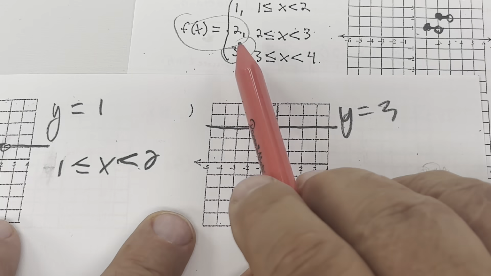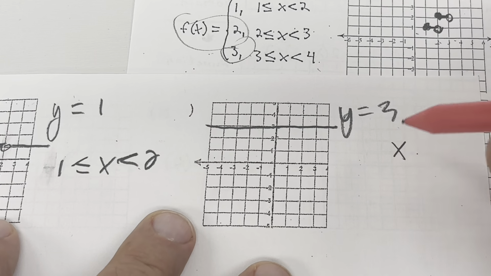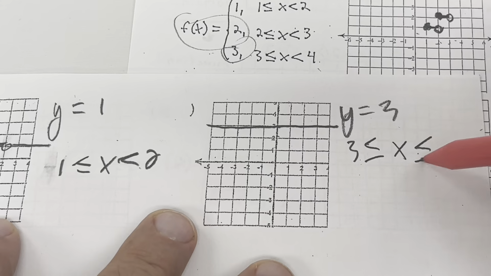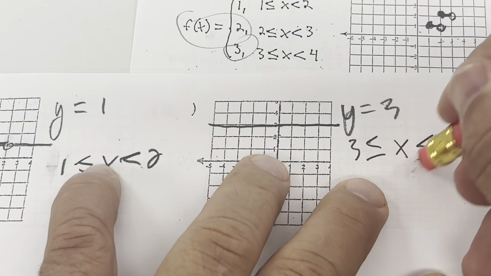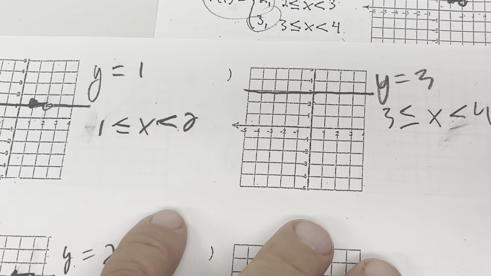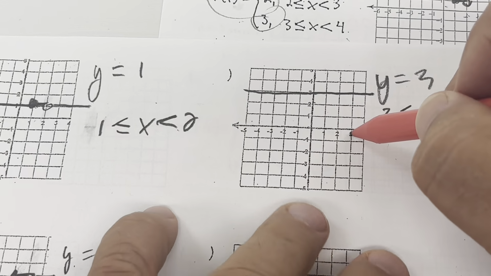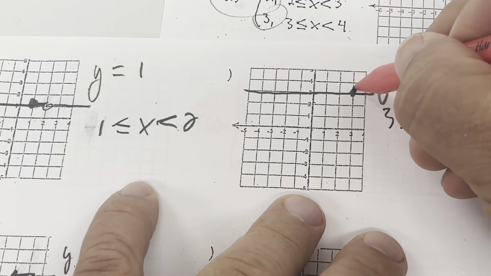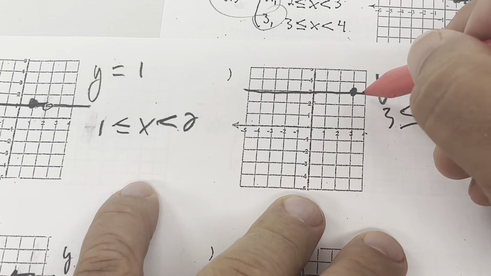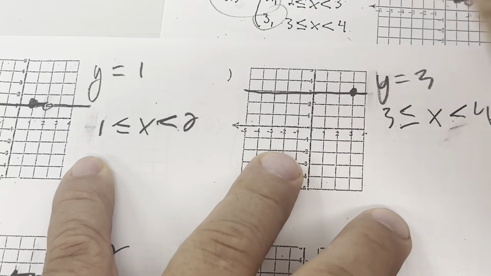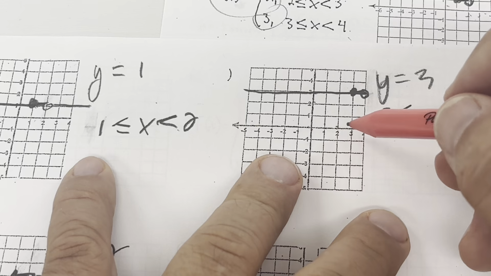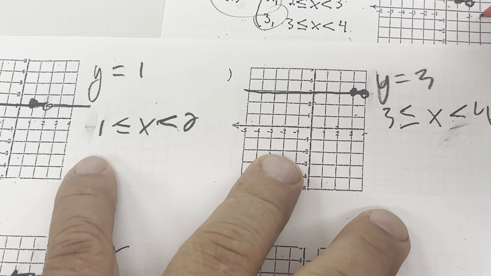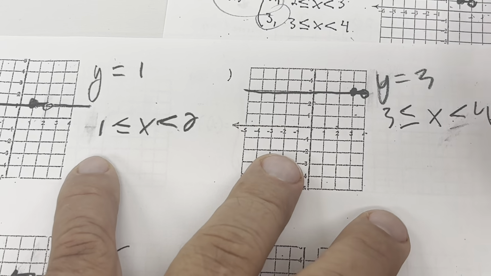Domain restriction, x is between 3 and 4. Again, no line under it. So I'm going to go over 1, 2, 3, up to the graph. It's a closed circle. I'm going to go right, 3, 4, open circle. Closed circle, open parentheses.